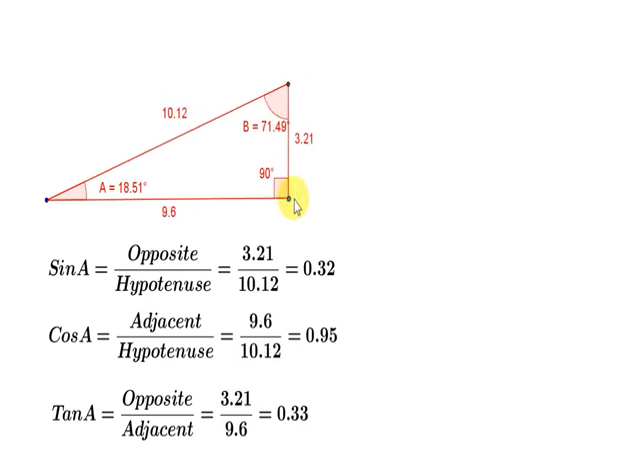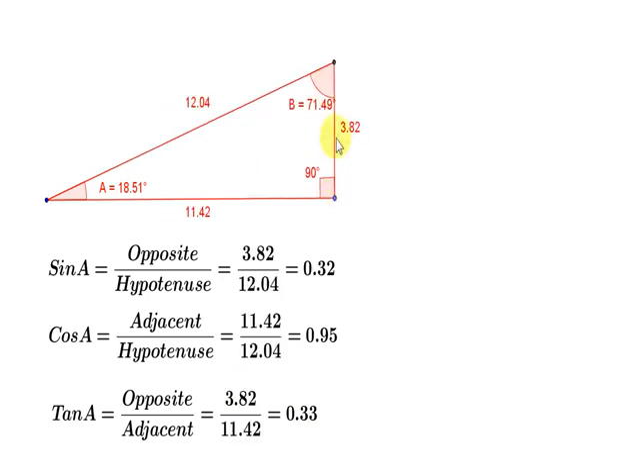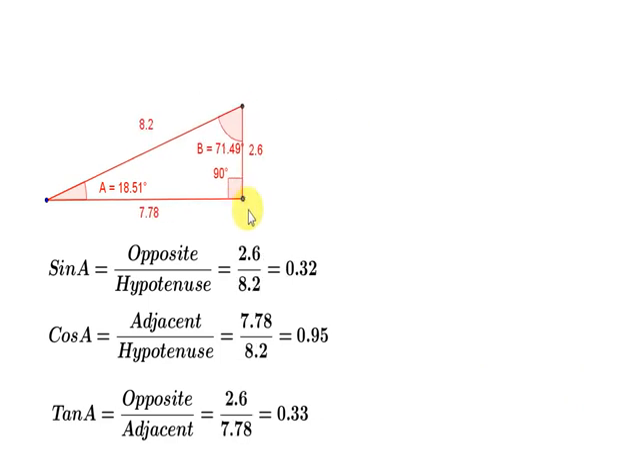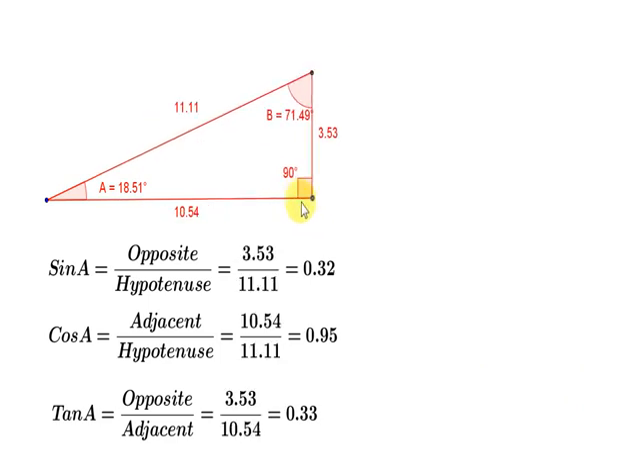Now in the next video I will prove that these ratios, opposite over hypotenuse, adjacent over hypotenuse and opposite over adjacent, remain constant no matter what size the triangle is. So we will prove this by considering similar triangles.